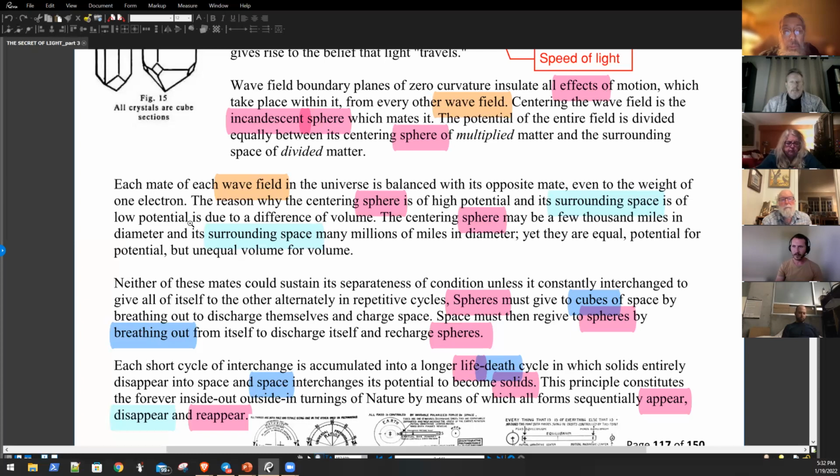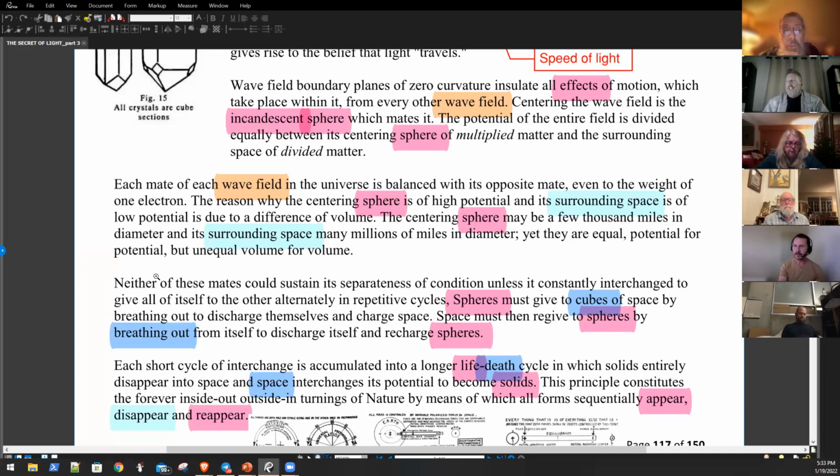And its surrounding space, again, blue, right? Female, negative. Many miles or many millions of miles in diameter, yet they are equal potential for potential, but unequal volume for volume. That's why we call a sphere having high potential, hot, male, positive, to the low potential of space, which is cold, female, and blue.